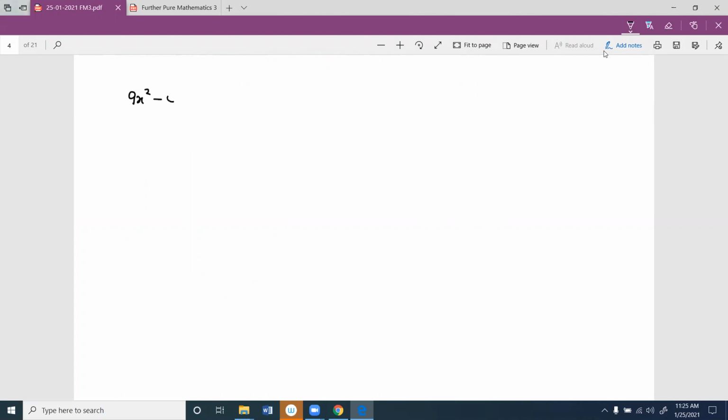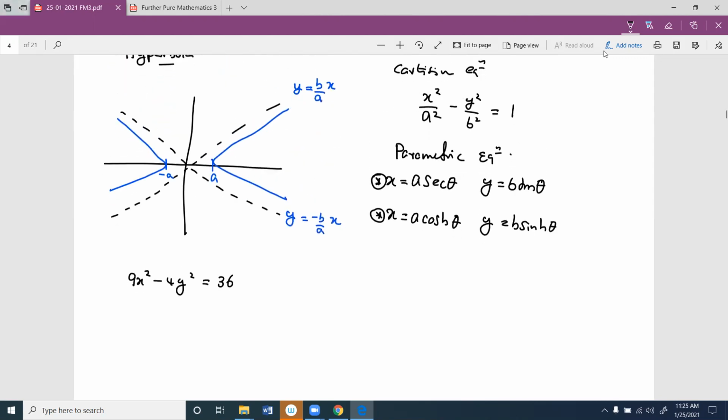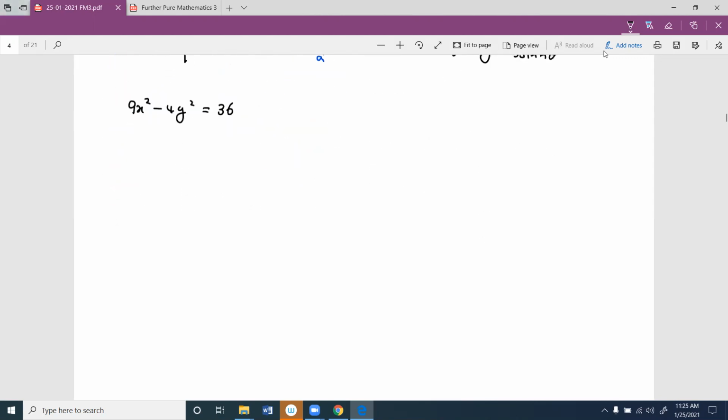9x squared minus 4y squared is equal to 36, right? Then they ask you to sketch this graph. To sketch this graph, initially I want to make this coefficient 1, because you can see here the equation is equal to 1, right? Therefore I will divide everything by 36.